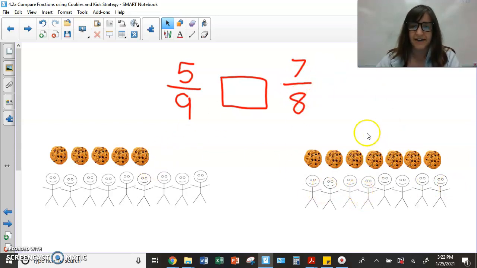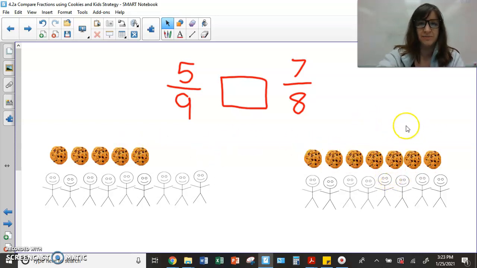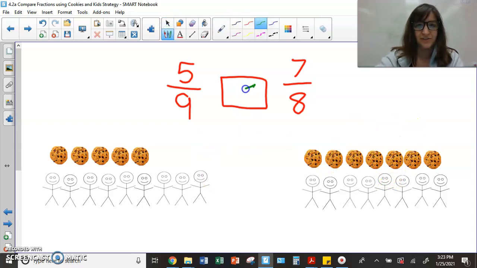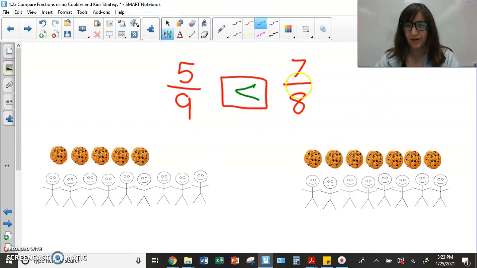I have to decide, since I love cookies, I personally would rather be in this group over here because it looks like there are less kids sharing more cookies than there are over here. This group of 9 kids has to share 5 cookies, so I'm thinking they're going to get smaller pieces than this group over here. So what that tells me is that this fraction is greater than this fraction.